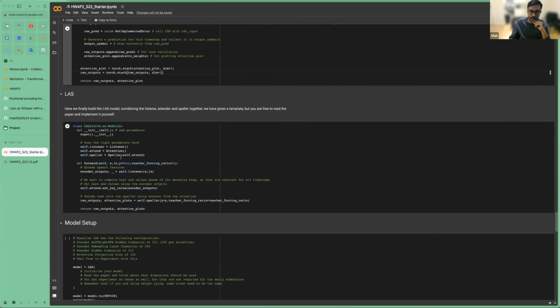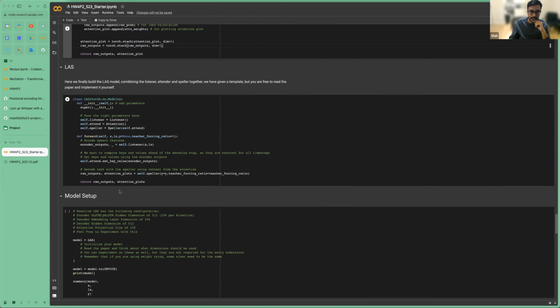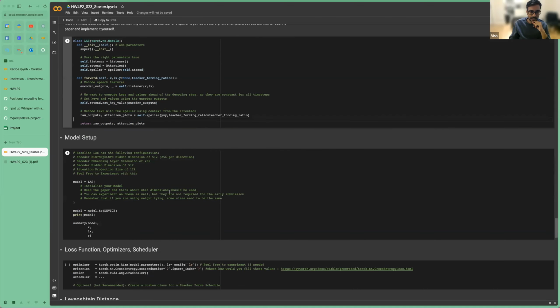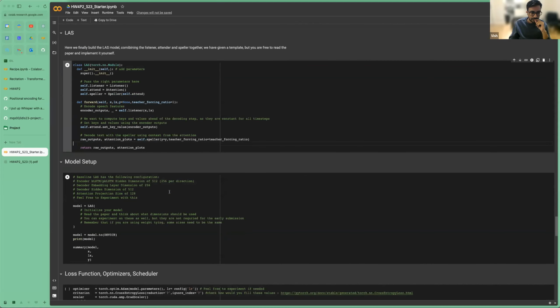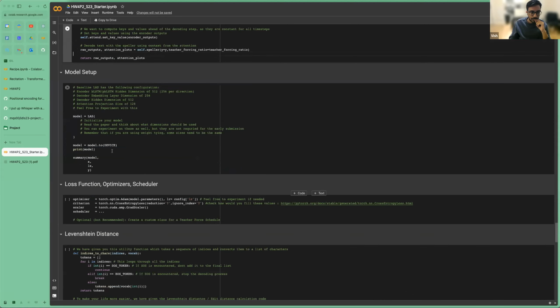LAS is your sequence to sequence model. I think I've explained this already pretty much. You get the encoder outputs, you set the keys and values, and then you call the speller. That's as straightforward as it gets. We've given you the baseline configuration values right here, what hidden dimensions LAS uses, what projection size they use. You can feel free to experiment with this, but this is what the baseline uses.